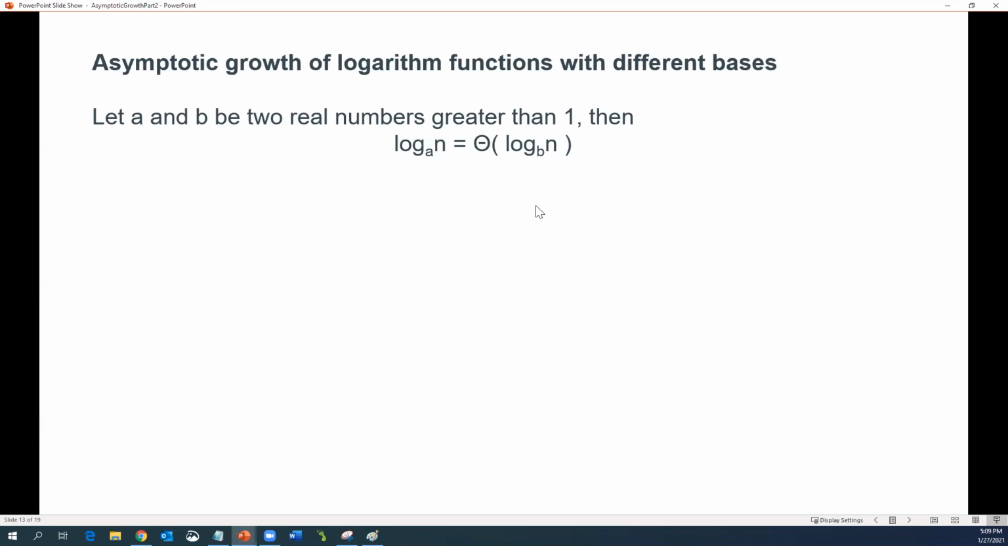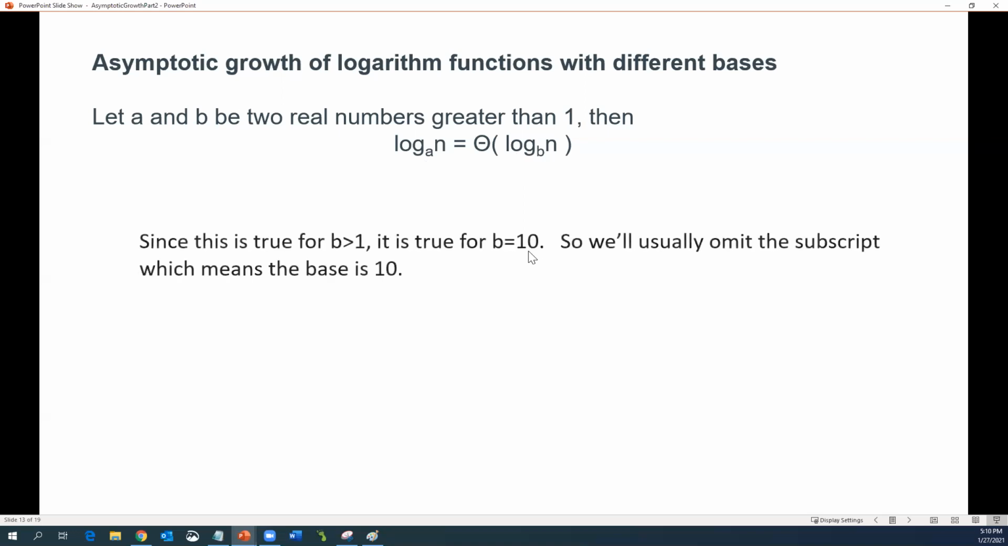Now, don't let that confuse you. Basically, what it's saying is, I could say log base 2 of n is theta of log base 8 of n, or theta of log base 10 of n. I could put anything in here, and we don't care about that. We just want to come up with one theta. Usually if we leave off the base in this log, that just means it's a 10.